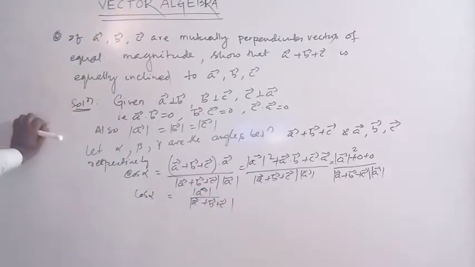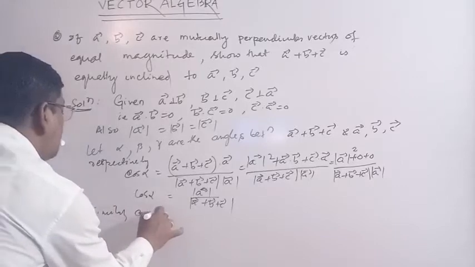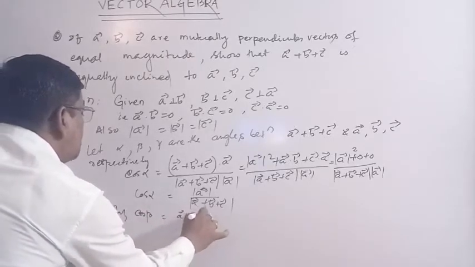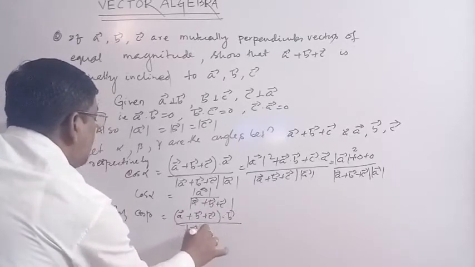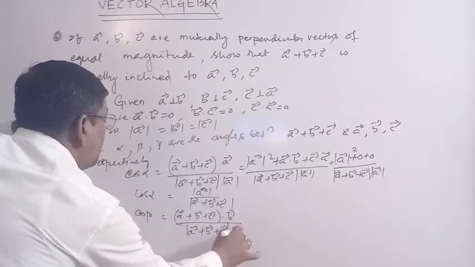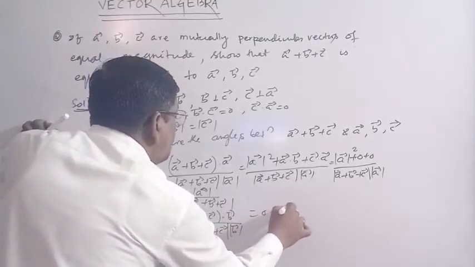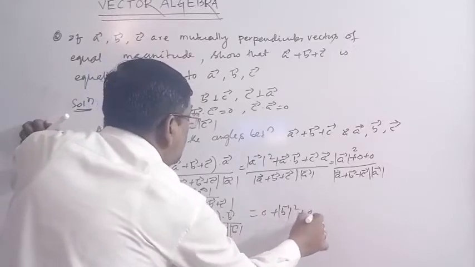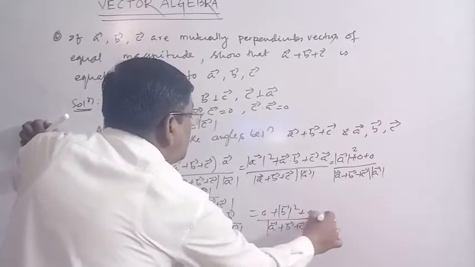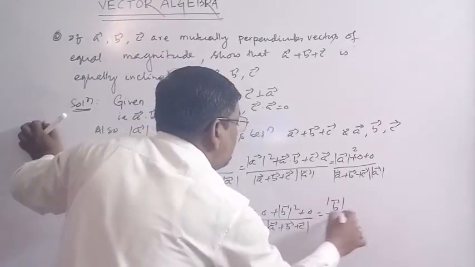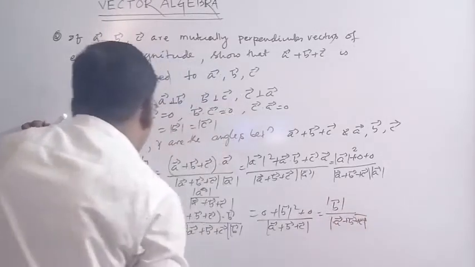Similarly cos beta is equal to A plus B plus C dot B divided by magnitude of A plus B plus C into magnitude B. So A dot B is equal to 0, B dot B is equal to magnitude B square, B dot C is equal to 0, divided by magnitude of A plus B plus C. That is equal to magnitude of B divided by magnitude of A plus B plus C. Okay. Similarly cos gamma is equal to what?